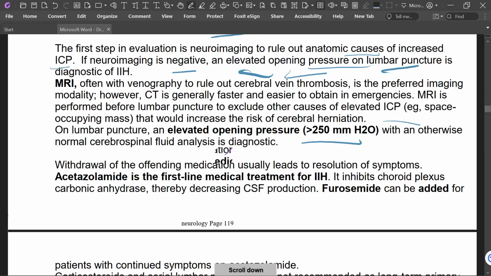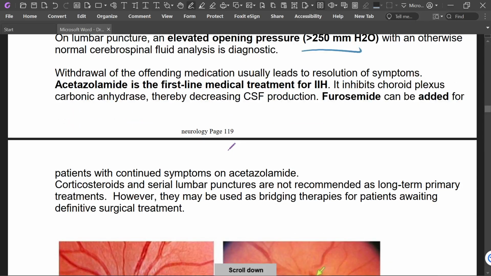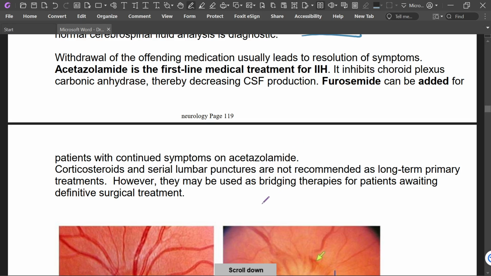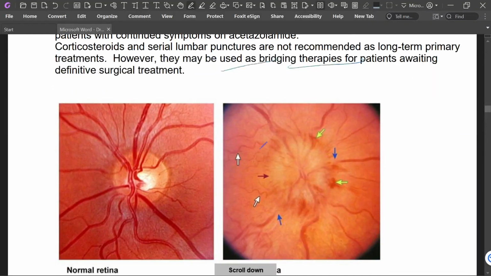Acetazolamide is the first line drug. Furosemide can be added in patients with continuous symptoms on acetazolamide. Corticosteroids and serial lumbar punctures are not recommended as long-term primary treatment. However, they may be used in bridging therapies for patients awaiting definitive surgical management.